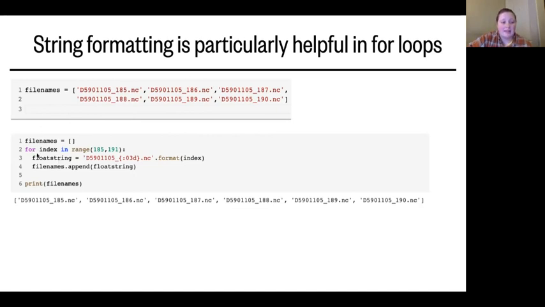Instead, a better way of doing that is to say file names equals a blank list. And then we're going to go through a for loop, creating a float string for each of the different file names. So our float string is equal to our float number, D5901105.